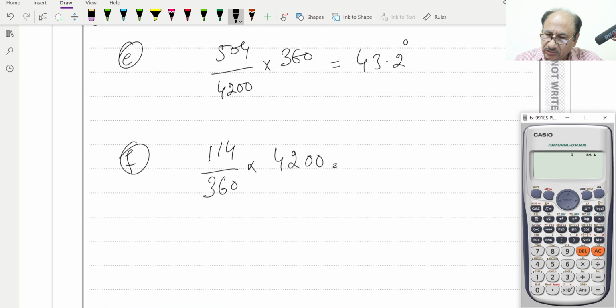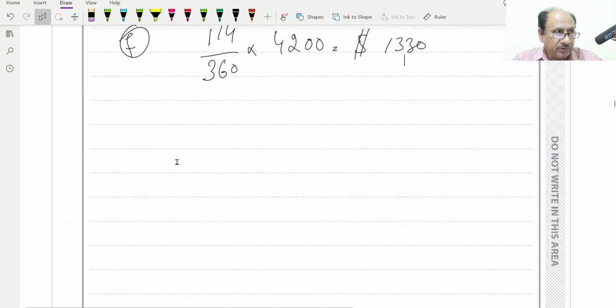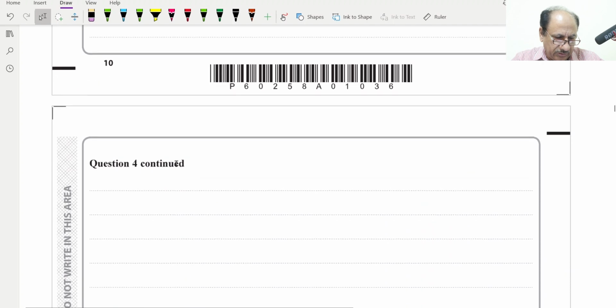What we can do is take the fraction 114 over 360 and multiply by 4200, and this is 1330. So $1330 will be the answer for this part. Hopefully you understood this as well.